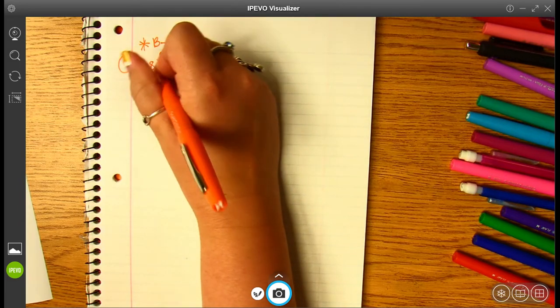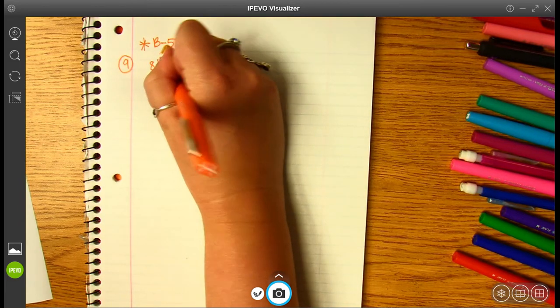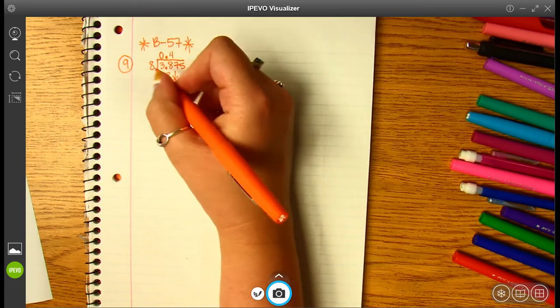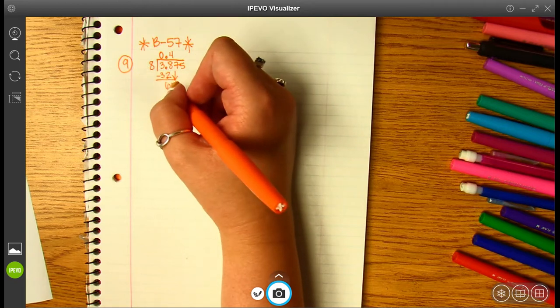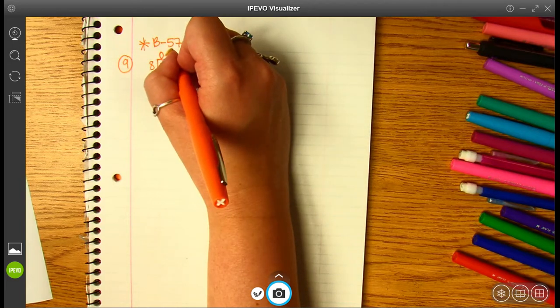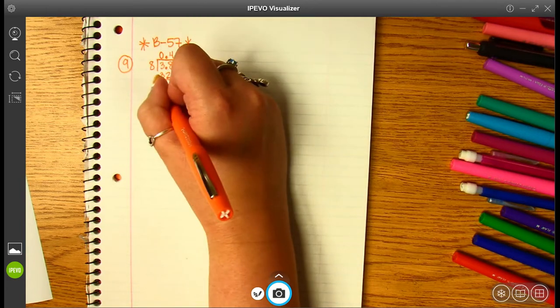Again, always double check. Is that smaller than this one? Bring down your next number, which is a 7. How many times does 8 go into 67? Don't wait for me. Try to figure it out. What do you think? How many times does 8 go into 67? It goes in 8 times because 8 times 8 is 64.